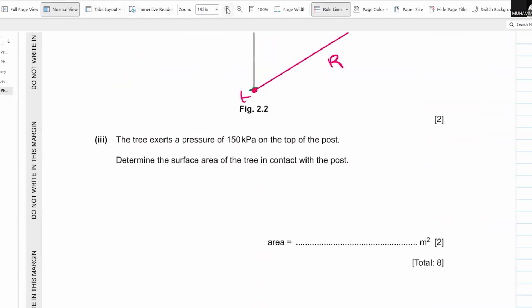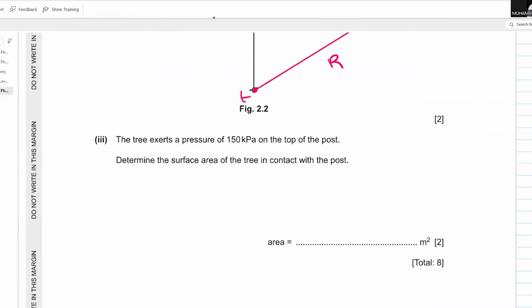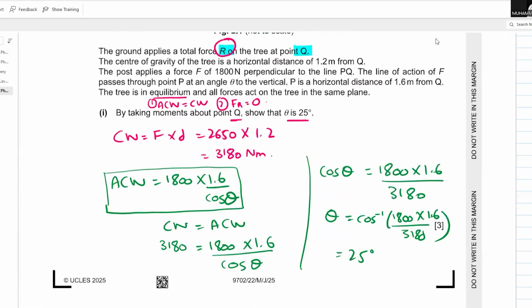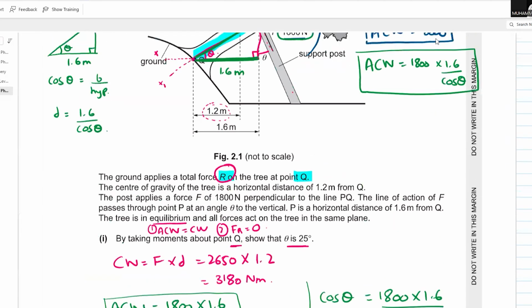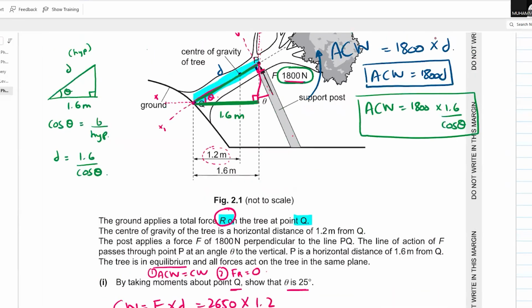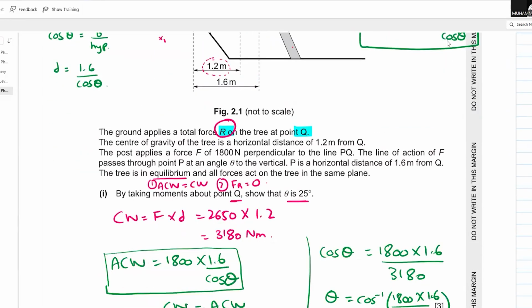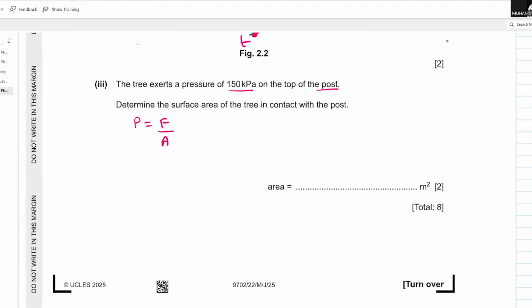Okay. The tree exerts a pressure of 150 kilopascals on the top of the post. Determine the surface area of the tree in contact with the post. Alright, we have to determine the surface area. How will we do that? Pressure is equal to force over area. Do you have the force at the top? Yes sir. 1800. What force is acting on the top of the post? 1800. Okay, you have the pressure as well.